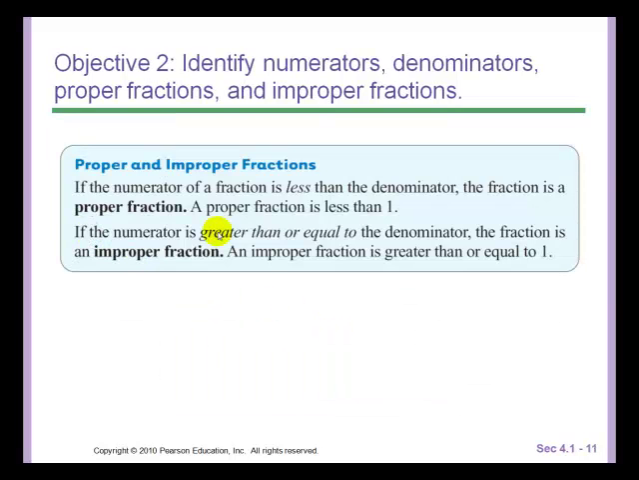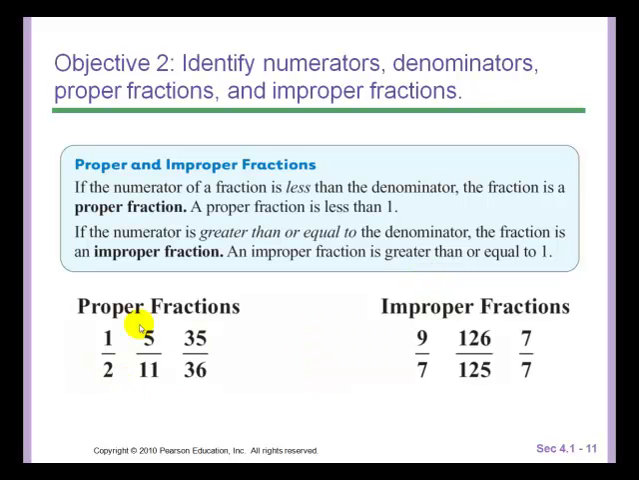If the numerator is greater than or equal to the denominator, the fraction is an improper fraction. An improper fraction is greater than or equal to 1. Again, if you are familiar with mixed numbers, I will accept mixed numbers as answers, but as you move up in mathematics, we will use improper fractions more and more and mixed numbers less and less. So I encourage you to get used to using improper fractions.